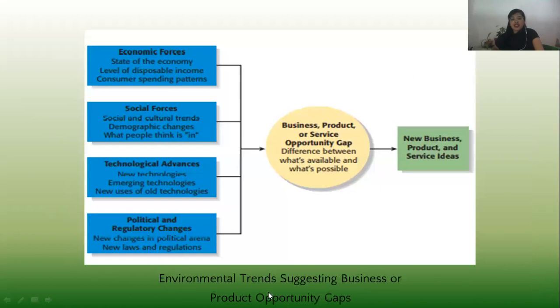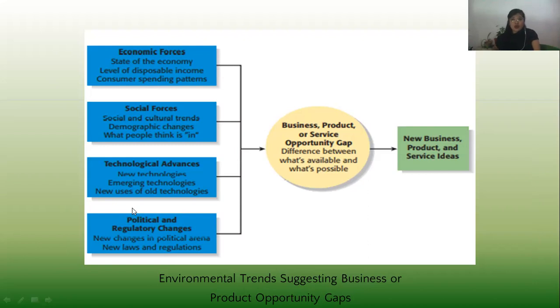So here are the environmental trends testing business or product opportunity gaps. We have the economic forces, the state of the economy, which also includes the level of disposable income and consumer spending patterns. We also have the social forces, which are about social and cultural trends and demographic changes, what people think. And then we also have the technological advances: new technologies, emerging technologies, and new uses of old technologies.